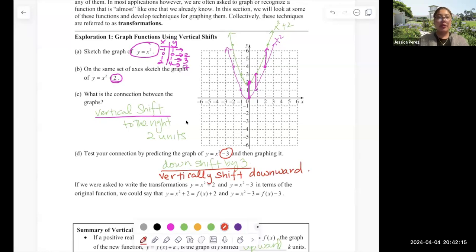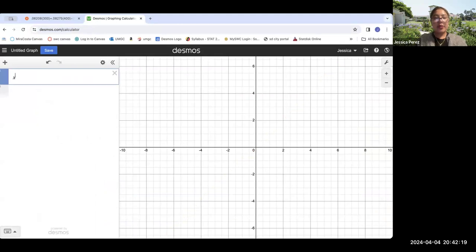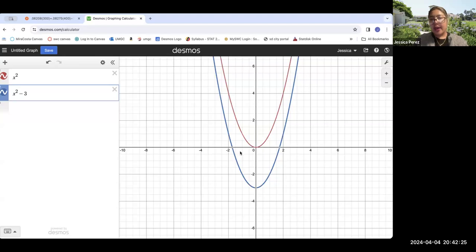So going to Desmos here, I have x squared, and then I have x squared minus 3. See how we started at 0, 0, and now we're at 0, -3. It brought it down. So from here to here, from 2 to 4, oops, where's 2 to 4?